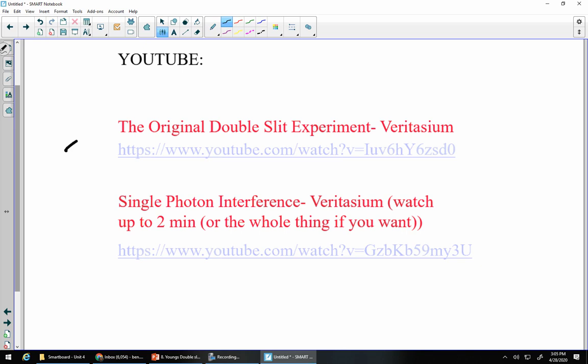If you just Google search the original double slit experiment by Veritasium, and then shortly after the single photon interference by Veritasium. Now you can watch that whole one if you want to, but you don't necessarily have to. If you watch up to about 2 minutes, I think it's actually like 1:56 or something like that, it'll get you what you need. Fantastic animations of what exactly is going on with the interference and the double slit experiment. So anyways, you can put the video on pause, go check those out. I think about 10 minutes or so of videos there. Okay, go for it.